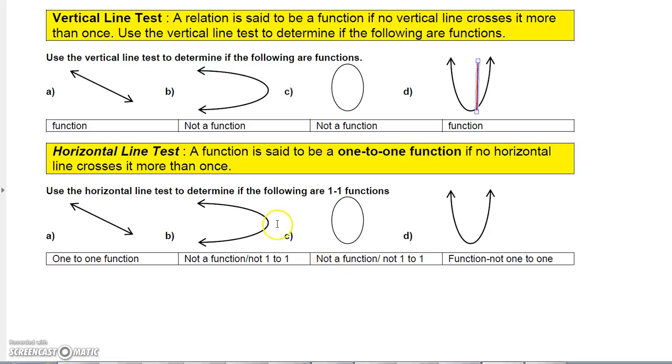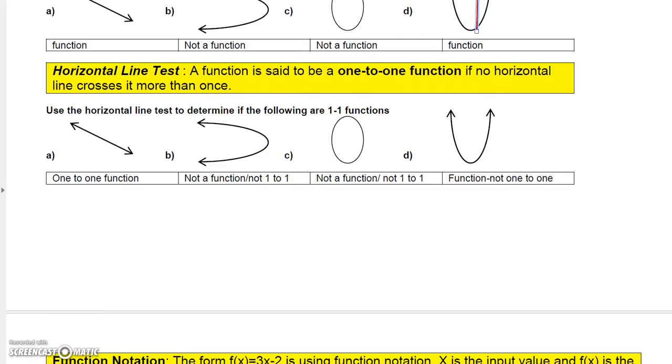And if you were to do the same thing here with my graphs, with a horizontal line, this line here crosses it only once no matter where you're at. This one doesn't matter because it's not even a function, so it can't be one-to-one. Same thing here, it's not a function, so it can't be one-to-one. And then here's a function, but it's not one-to-one because the horizontal line crosses it at more than one place.